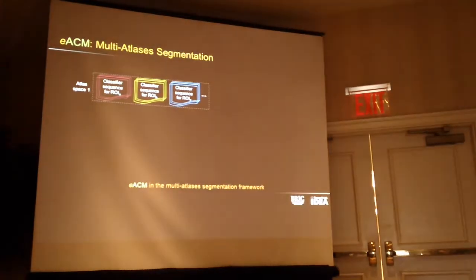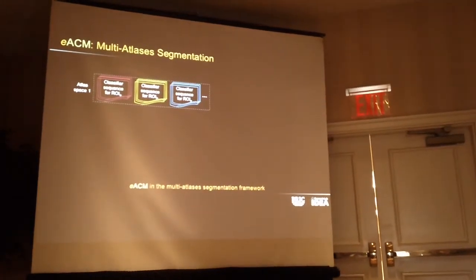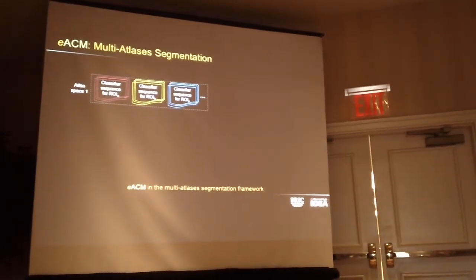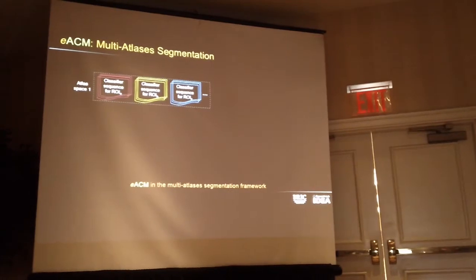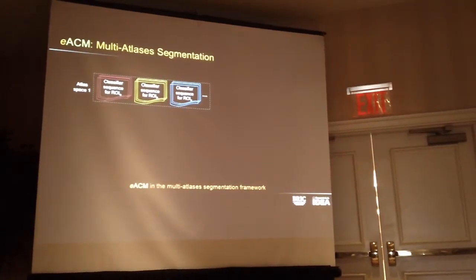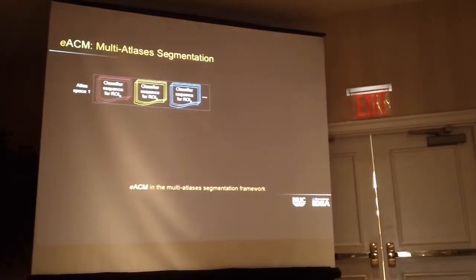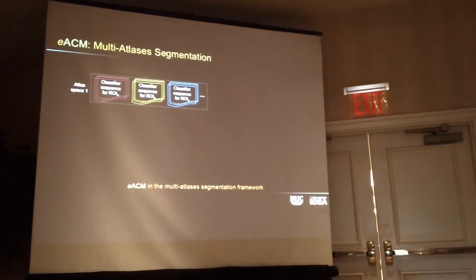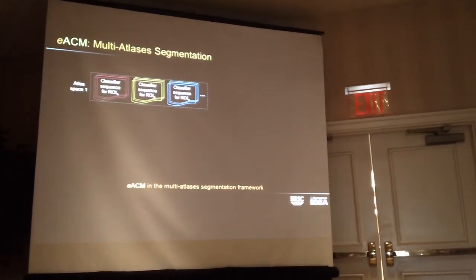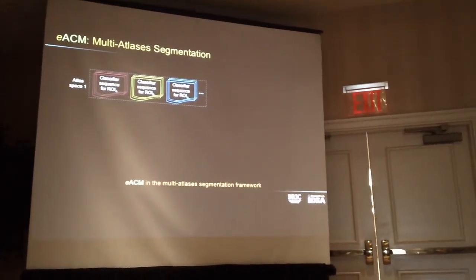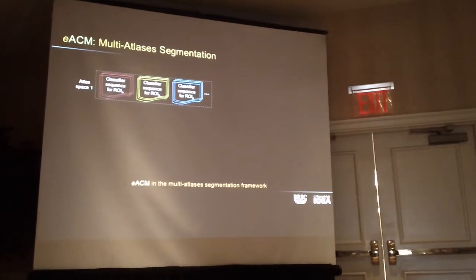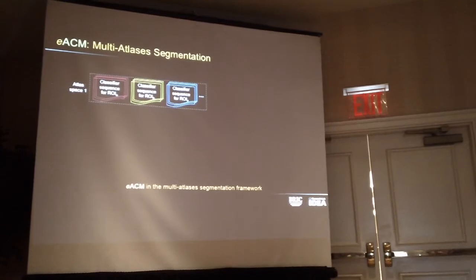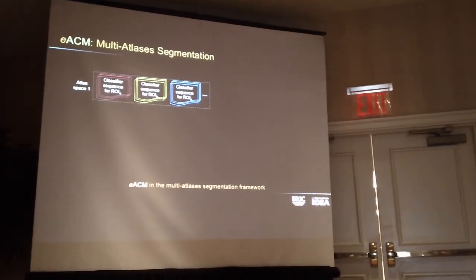Okay. Next, I will talk about how to use this enhanced ACM in a multi-atlas segmentation framework. In the training stage, assume we have a lot of training images. We can pick the first training image out and align all the other training images to the first training image. After the alignment, we can train a sequence of classifiers for each ROI as I just introduced. Note that all the classifiers right now are in the space of the first training image, and we call this space atlas space 1.